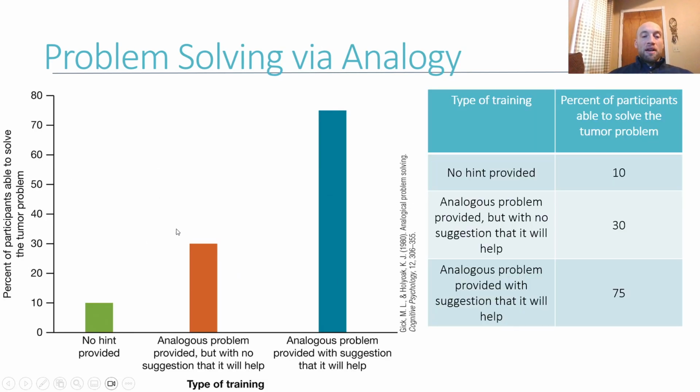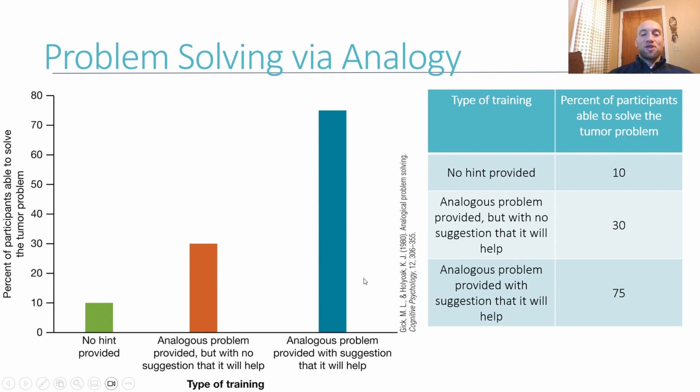Now, this is what I had just been talking about. The analogous problem, the fortress and dictator problem, is provided, but we don't tell them it's related to the tumor problem at all. And you still see pretty much a 2 to 3-fold increase in the ability to solve the tumor problem after being presented that problem first. We don't tell you it's related, we don't say anything else.